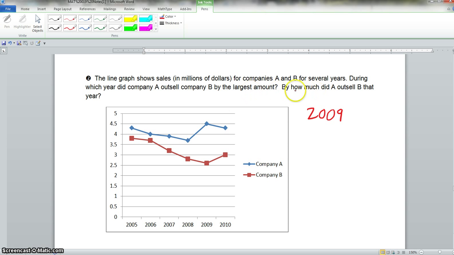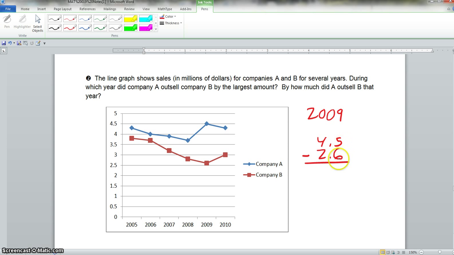Now your other answer says, by how much did A outsell B that year? So we would have to look here. You notice that this point is a little above 2.5, so we'll make that 2.6. And we know we're going to subtract that. Then we look at our blue mark here. This looks like it's directly on 4.5. So we'll take 4.5 minus 2.6.